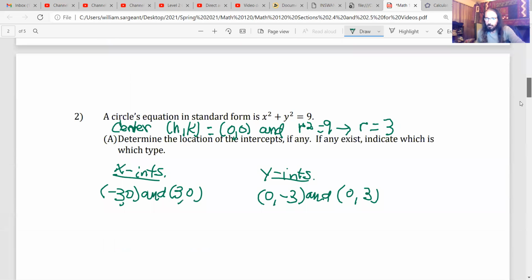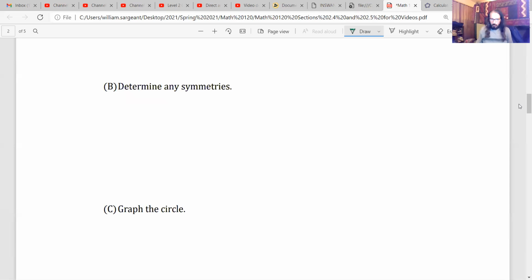Symmetries. We've got all 3 types here. It's going to be x-axis, it's going to be y-axis, and there's going to be origin symmetry.